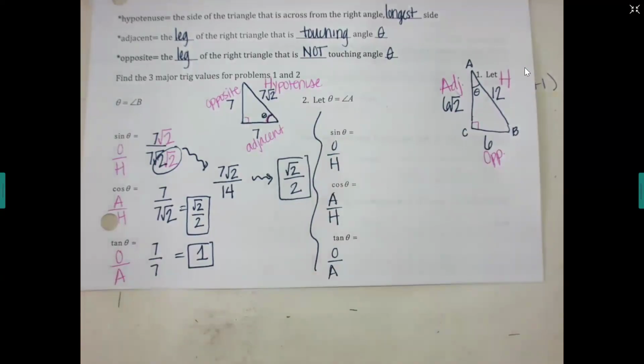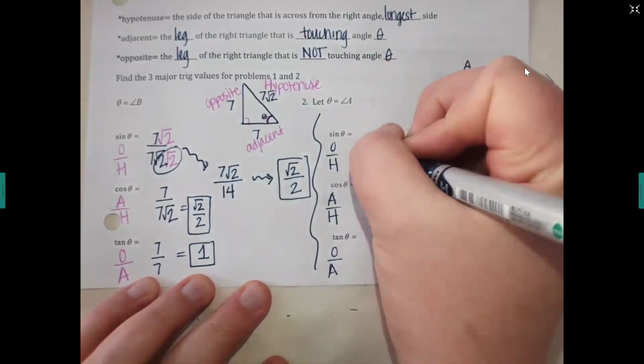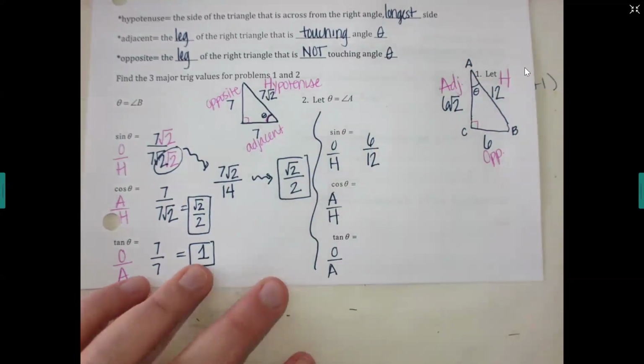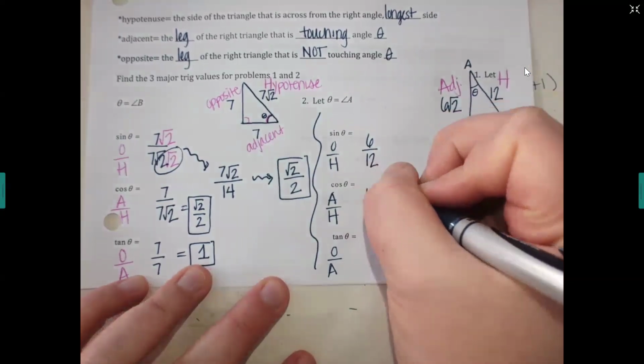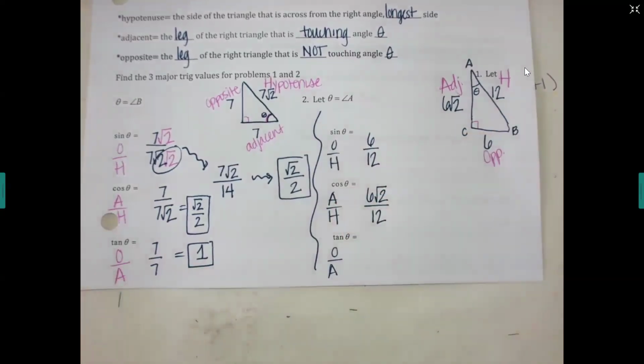SOHCAHTOA. And then we're going to pull the sides off the triangle to create our fractions. So for sine theta, I want opposite over hypotenuse. What numbers will I use? 6/12. 6/12. Very good. And then I'll come back and reduce all these later. Let's just write them out first. Okay, next I want A/H. What will that be? 6√2/12. Very good. And then last one is O/A. What's that going to be?